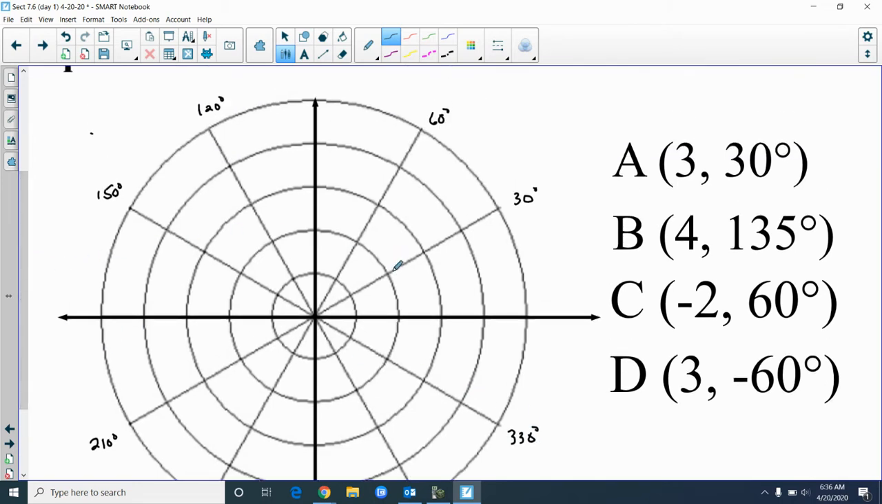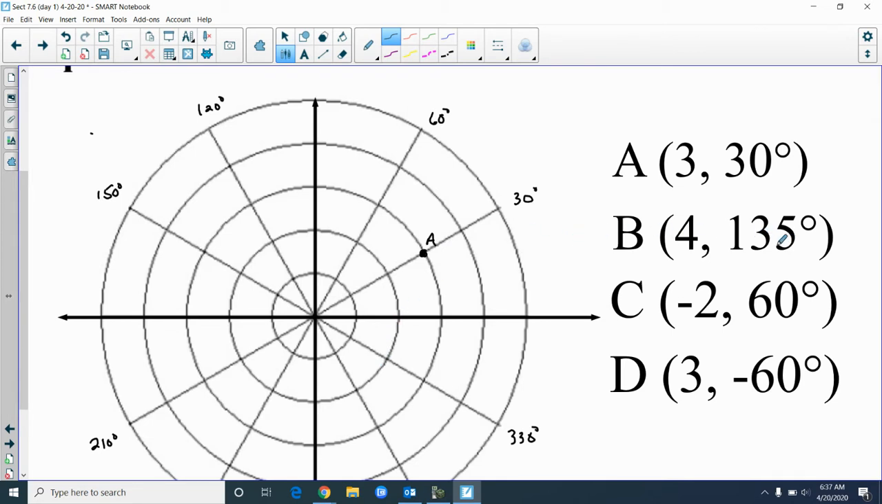You can talk about 10 degrees. You just have to estimate where that's at. You can talk about 140 degrees. You just have to estimate where that's at. So for 330 degrees, you go to 330 degrees and you go out 1, 2, 3. And I'm going to put a dot there. And that is the point A.